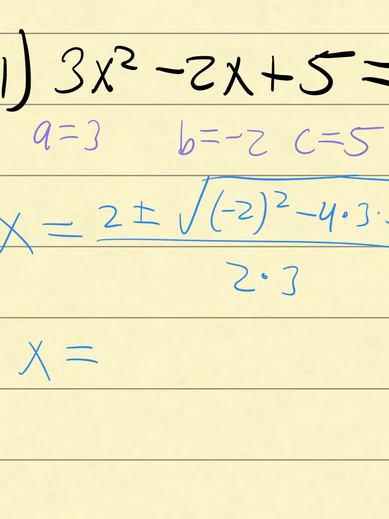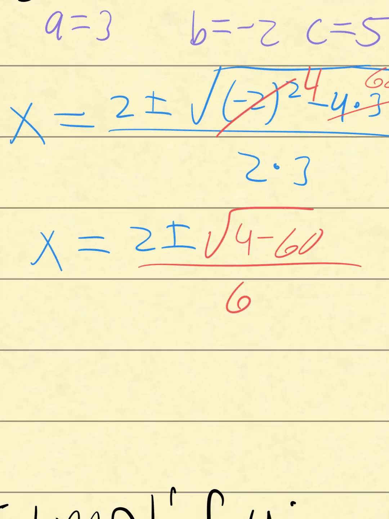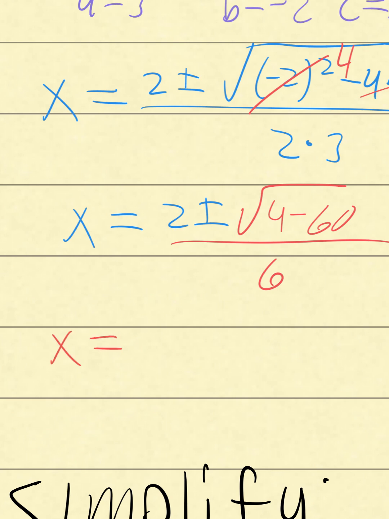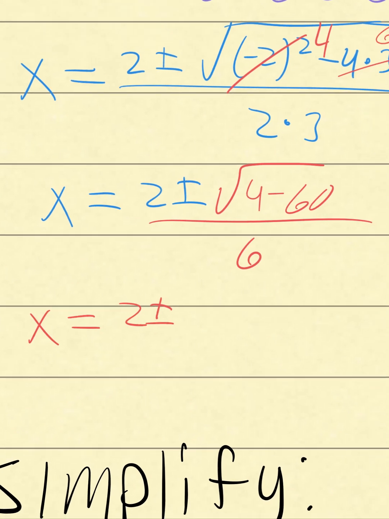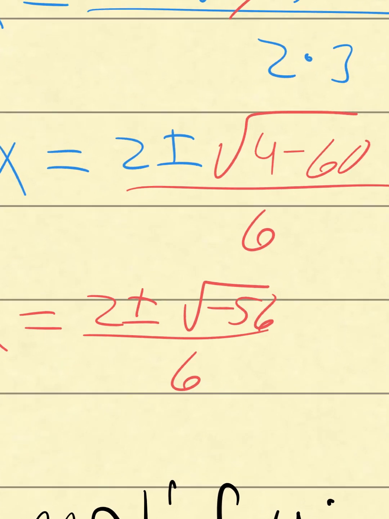All right, so we get x equals 2 plus or minus the square root of 2 squared, which is 4. Right, and 4 times 3 is 12, times 5 is 60, so we get the square root of 4 minus 60, over 2 times 3, which is 6. So we get x equals 2 plus or minus the square root of -56 over 6. Don't make a mistake with the sign here. It should be a -56. But we have an issue here. What do you do with that negative under the radical?